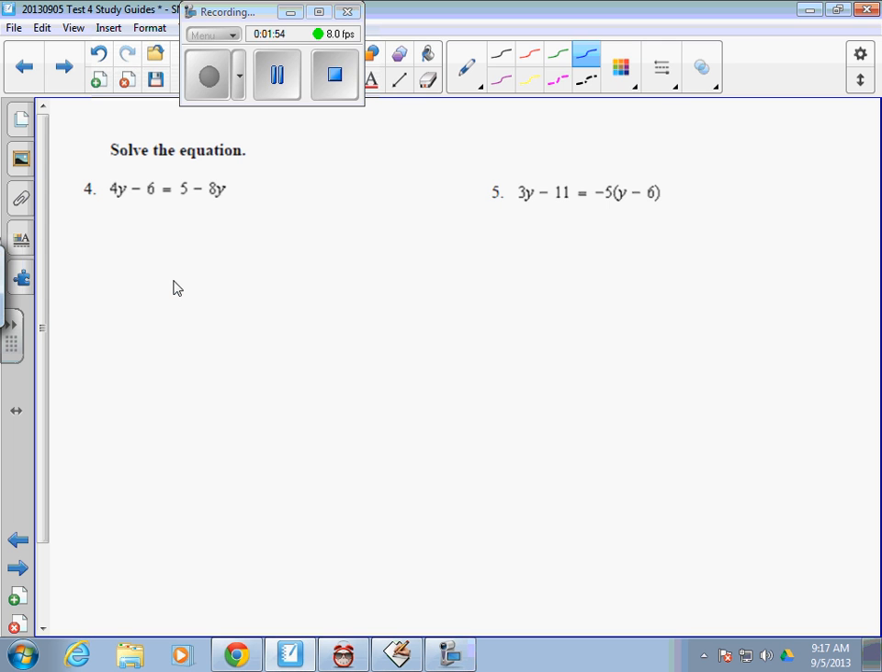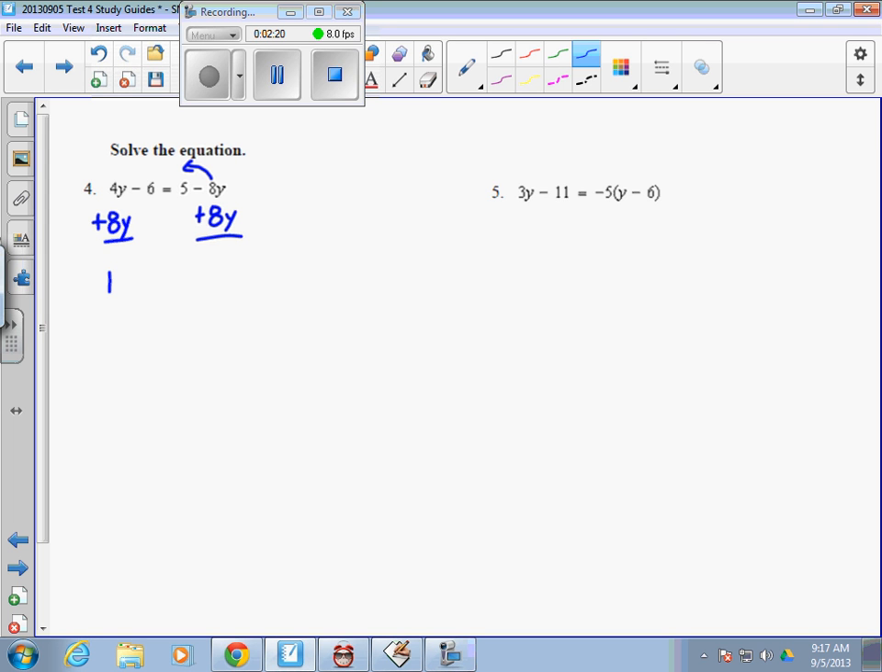Solve the equation. 4y minus 6 equals 5 minus 8y. Bring your smaller variable to your larger one. In this case, negative 8 is much smaller than positive 4. So we want to bring that one to the other side of the equal sign. Anytime you're bringing something over, you want to undo minus 8y. So undo it by adding 8y. If you add it to the right side, add it to the left side.